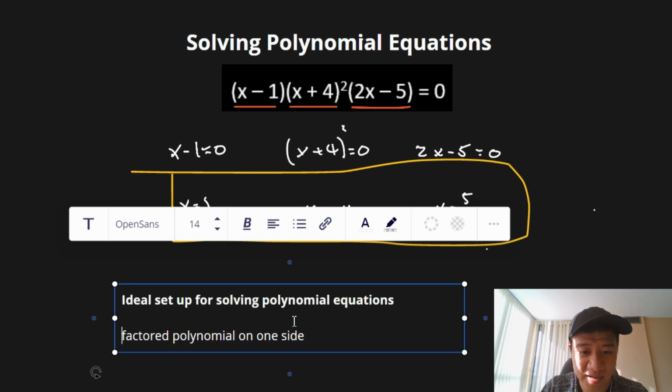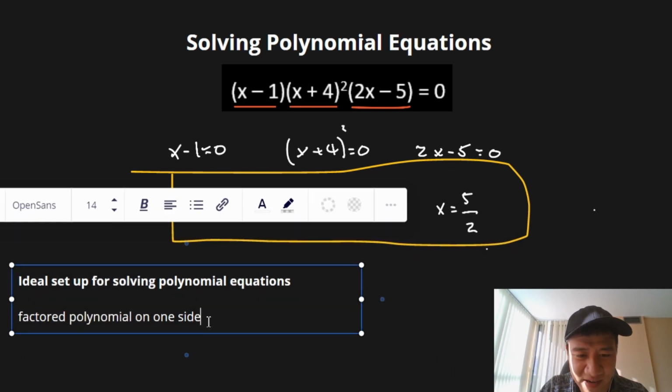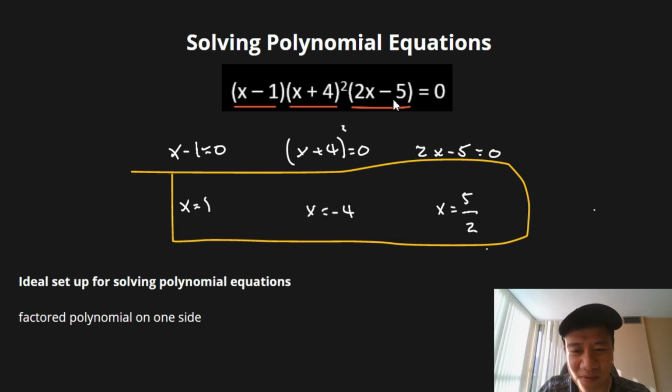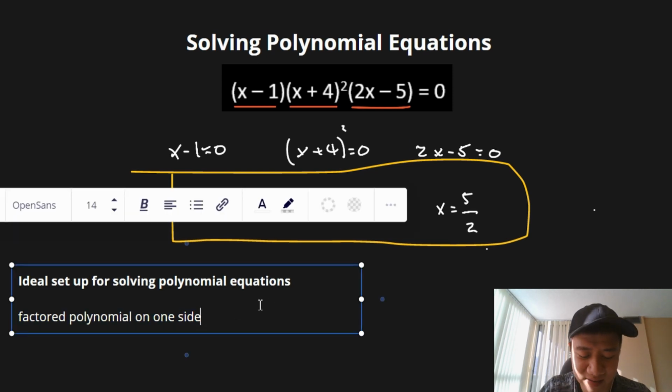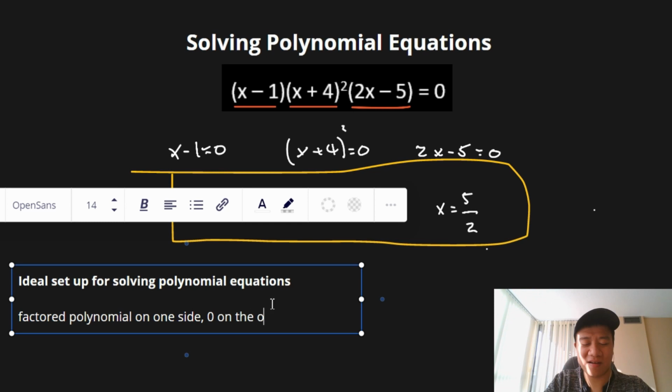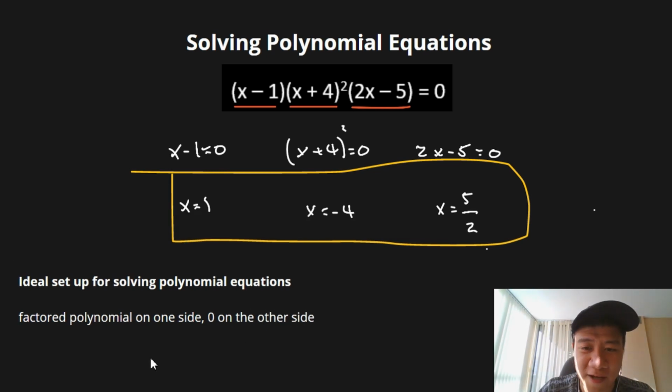Okay. So ideal setup for polynomial equations. We have a factored polynomial on one side, and we have 0 on the other side. If this was any number like 1 or 3, we can't apply the same logic. So we have a factored polynomial on one side, 0 on the other side. That's basically it, right? That's all our equation needs to look like.